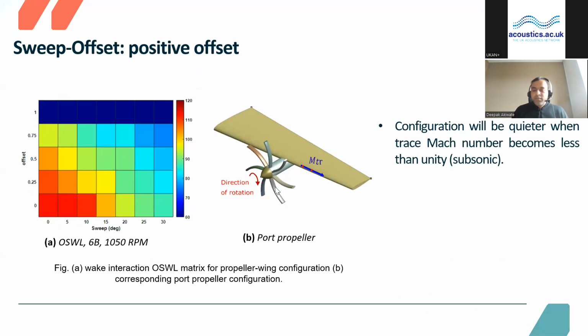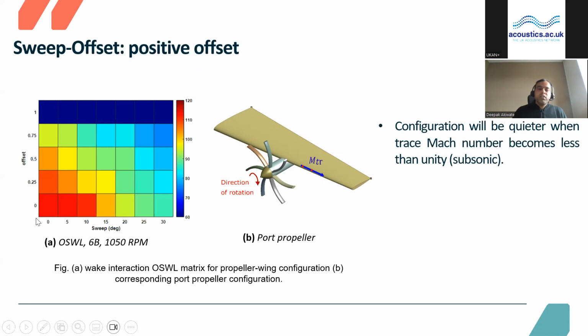So what we did is we saw that wing sweep and offset have a major impact on the interaction noise source. So we are trying to look at the results over the range of sweep angle as well as the offset values. So we changed the sweep from 0 to 30 degrees and the offset from 0 to 1.